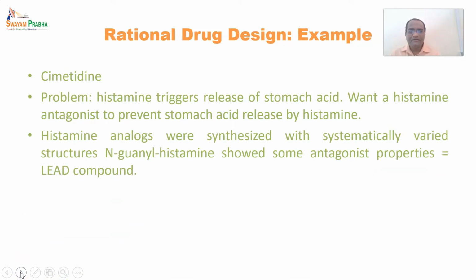So in case of a rational drug design, histamine itself was taken as the starting point, and histamine analogs were synthesized with systematically varied structure, and out of that, N-guanyl histamine showed some antagonistic properties. So that became a lead molecule for this class. It is now an antihistaminic drug. Histamines are agonists and antihistamines are antagonists.